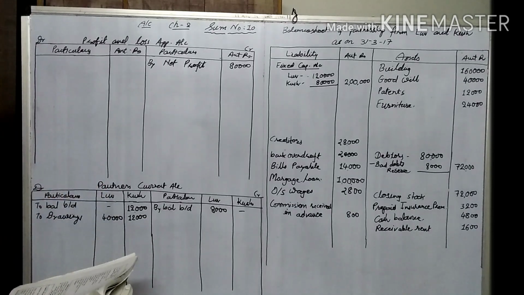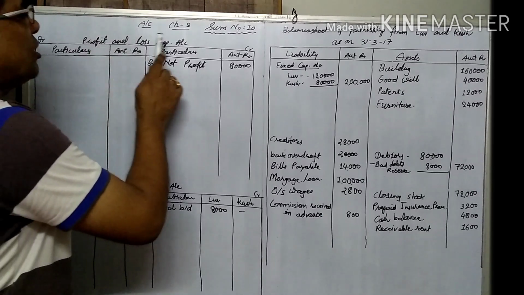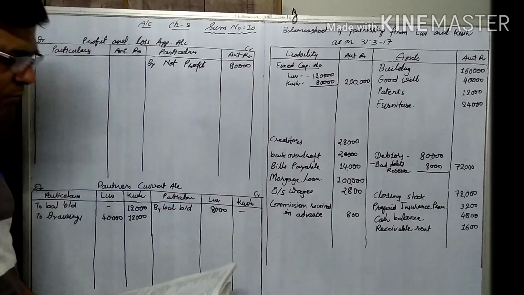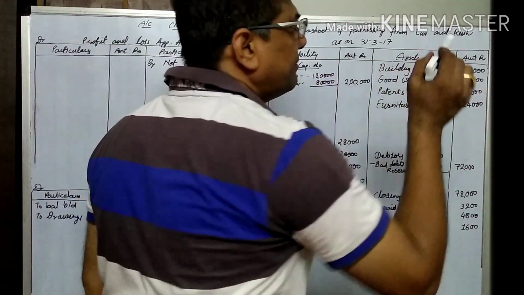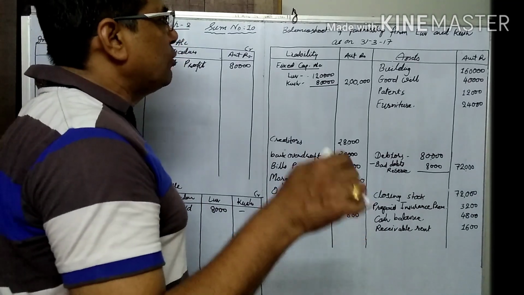After that, they have given profit and loss. The profit and loss account is called net profit. So the net profit we have to transfer to the profit and loss appropriation account on the credit side, 80,000 rupees. After that, stock is given. Stock is given as on 31st March 2017, 80,000. That is the closing stock, because 31st March 2017 is the last day of our year. That's why the closing stock is given.